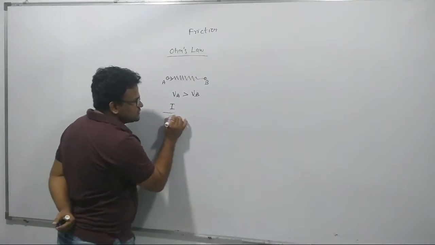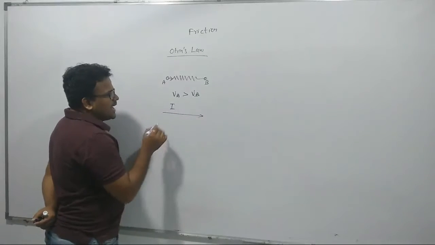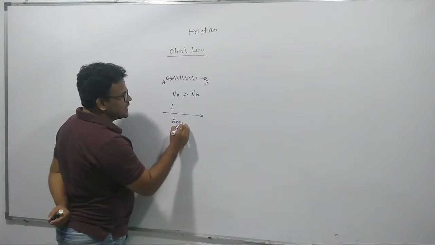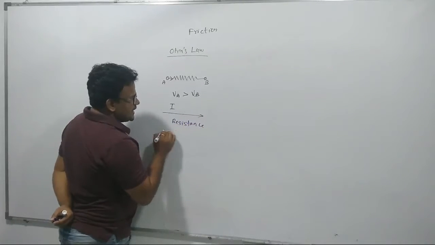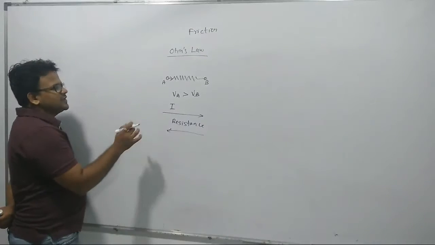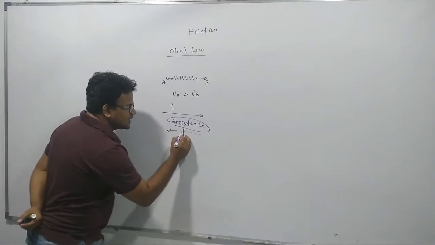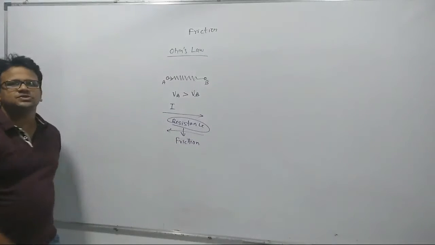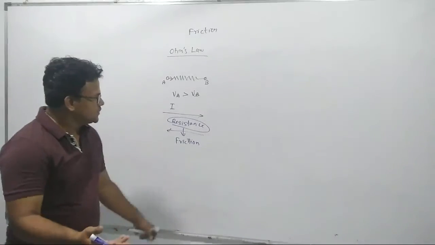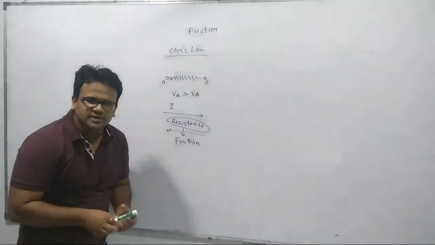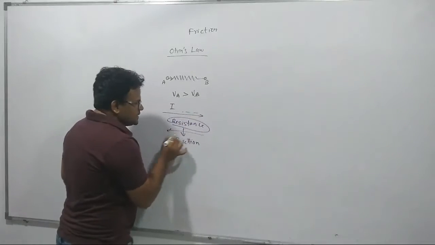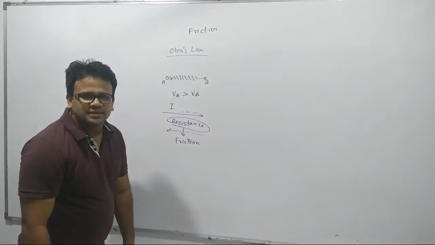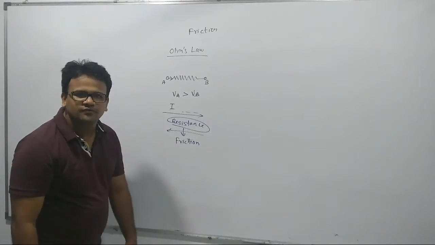So the direction of the current is towards right, and the direction of opposition to the current, which is called resistance, is towards left. Resistance is also a kind of friction. So things are quite clear here. If the current is going towards right, then the resistance is opposition to the current, opposition to the flow of current.